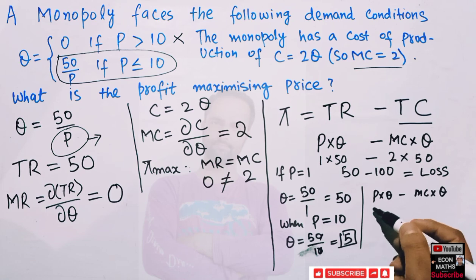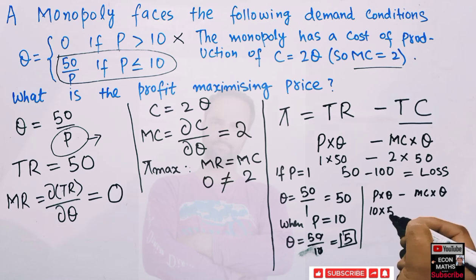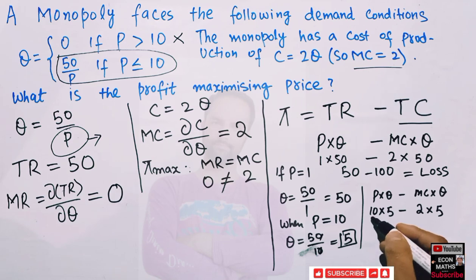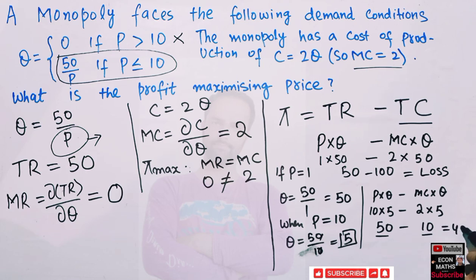So if P is equal to 10, quantity produced is 5 minus, what is our marginal cost? Marginal cost is 2, and quantity demanded is 5. Here you can see 10 5s are 50 minus 2 5s are 10. That means the difference between total revenue and total cost is maximum, because 50 minus 10 gives us 40, okay.